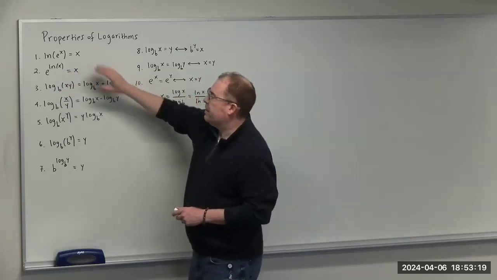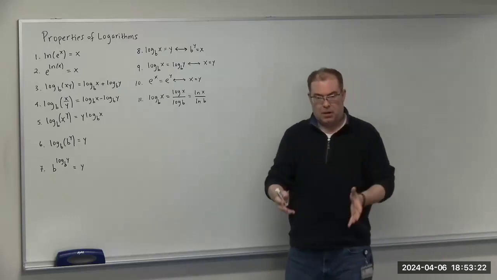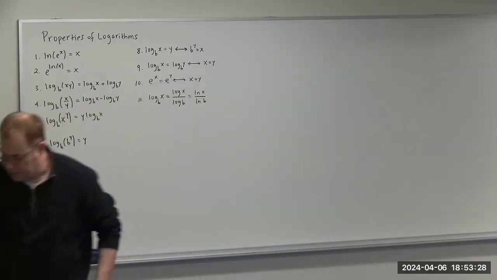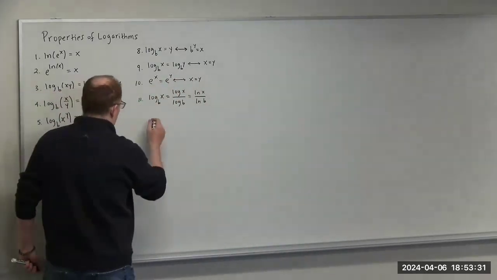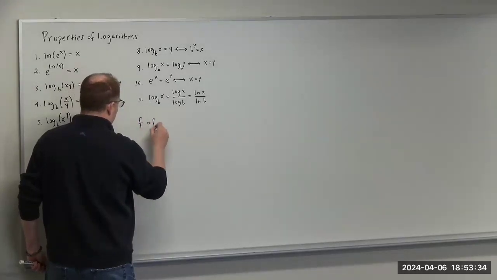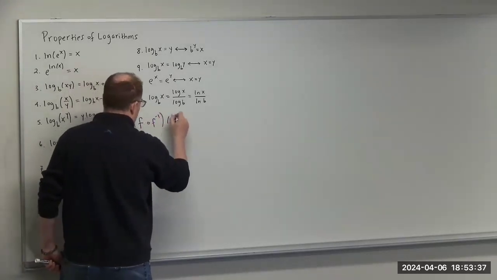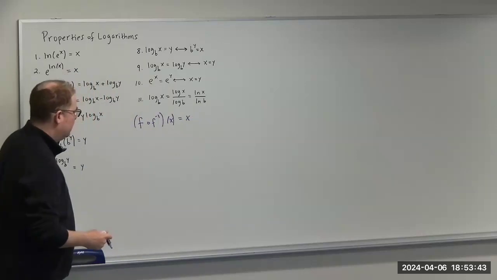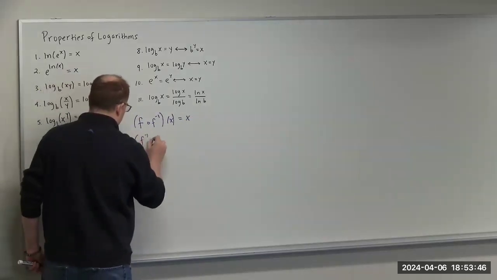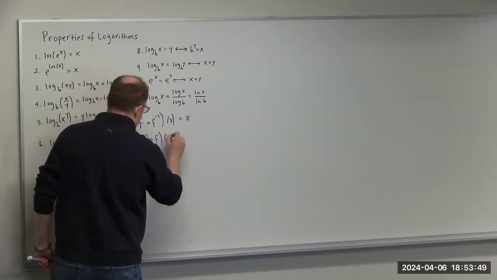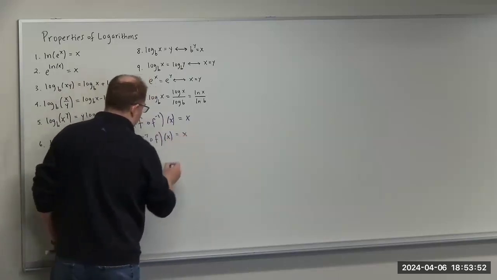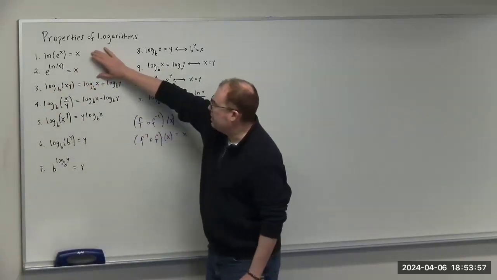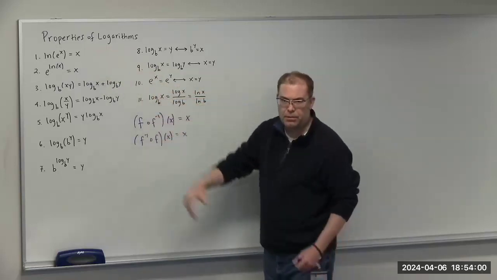And that is coming from the composition of a function and its inverse. If you remember, we talked about how if you take f composed with f inverse, that's going to give you back x. Likewise, if you have f inverse composed with f, with your input being x, this is going to give you back the identity function x. So these two come directly from this concept.